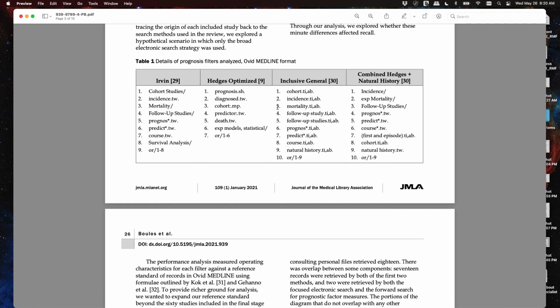whereas from the other reference, the Parker reference, they apparently used 2 filter variants that were presented in the same publication, so the inclusive general and combined hedges natural history. But then again, I can understand, obviously, that at some point you have to draw the line, but yeah, that's something that I would have liked to see, another hedges team filter.